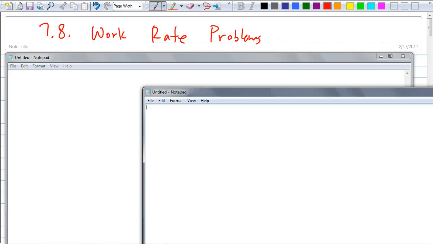Work rate problem is our topic today. Now, there are two things you gotta remember for this work rate problem. Then you're done. Really, this is a part. Once you know this, you're done.